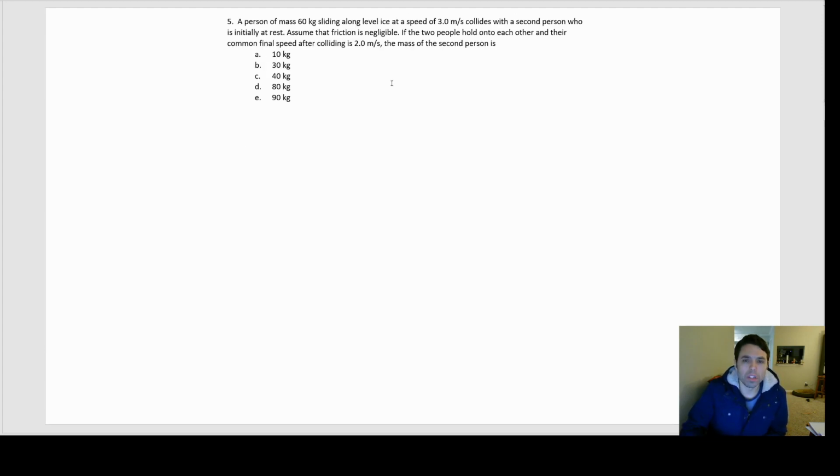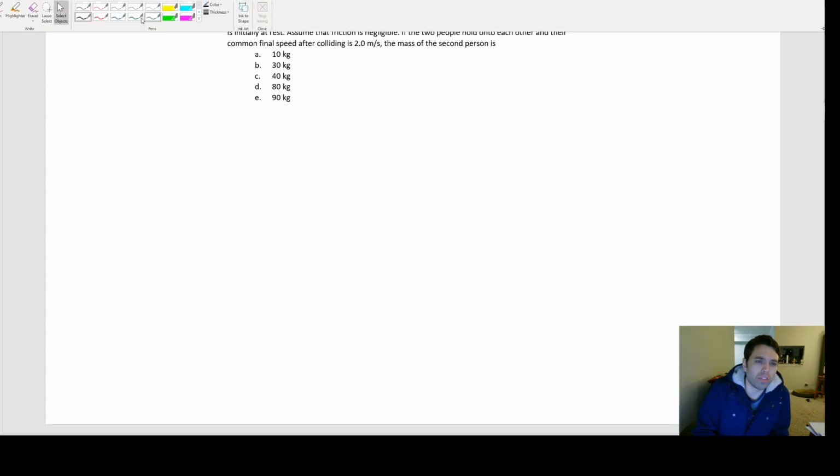Moving on. Number 5. A person of mass 60 kilograms sliding along level ice at a speed of 3 meters a second collides with a second person who was initially at rest. Assume that friction is negligible. If the two people hold on to each other and their common final speed after colliding is 2 meters a second, what is the mass of the second person? All right, so this is just a conservation of momentum problem, pretty straightforward.